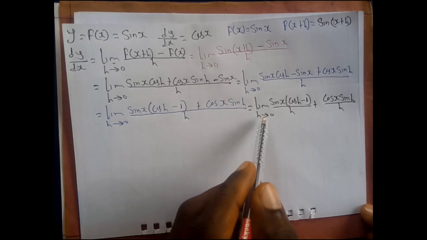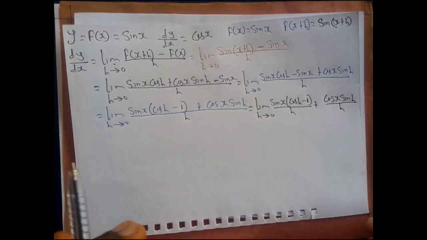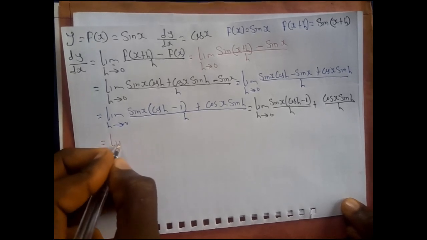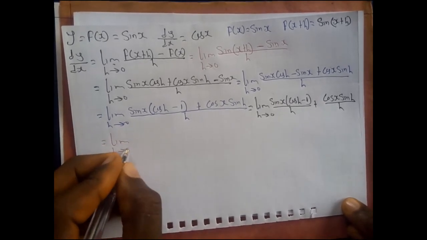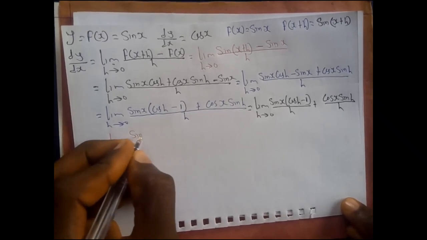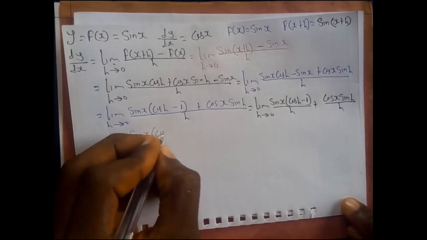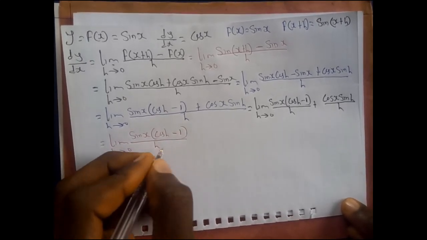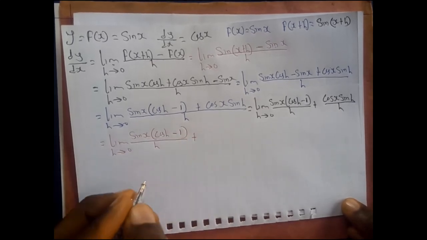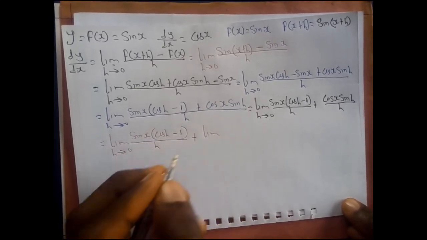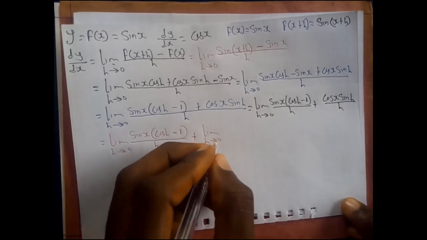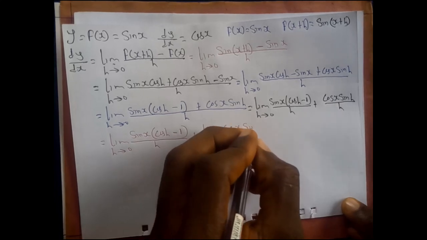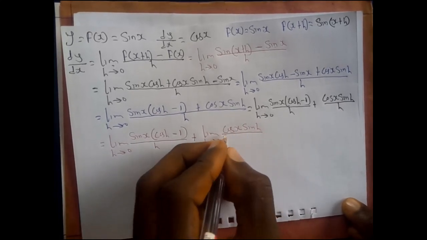So I will distribute the limit over the two terms. And therefore, at this point, we have the limit as h approaches 0 of sine x times cos h minus 1 all divided by h, plus the limit as h approaches 0 of cos x sine h all divided by h.